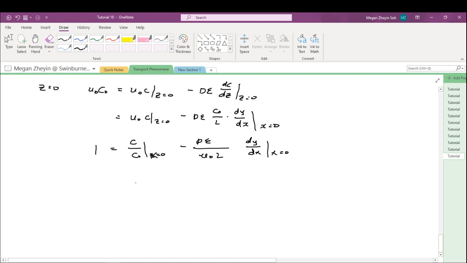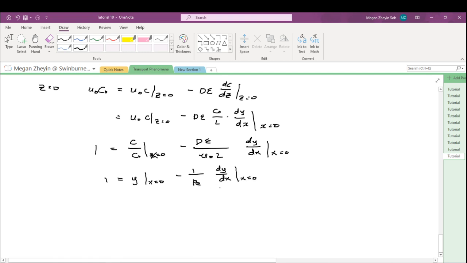Okay, therefore, C over C0 again, this is y, so we get y at x equals 0 minus, so this is your 1 over PE, remember like previously, this is D, so this one is your 1 over PE, dy/dx at x equals 0.